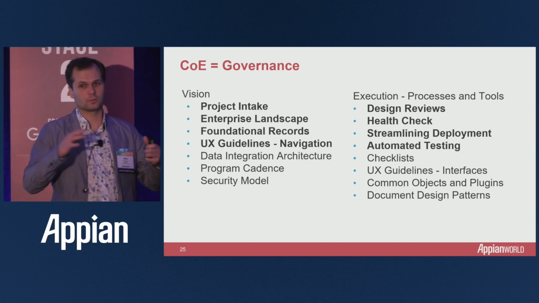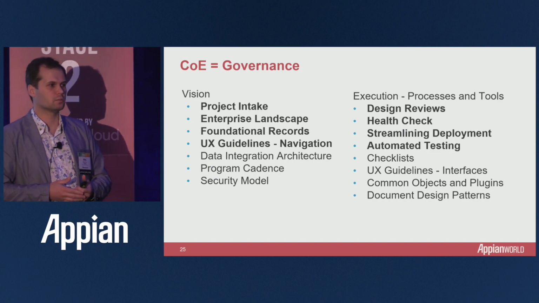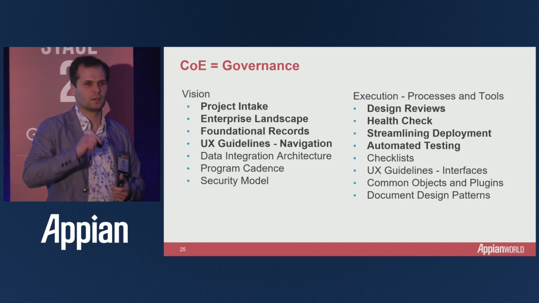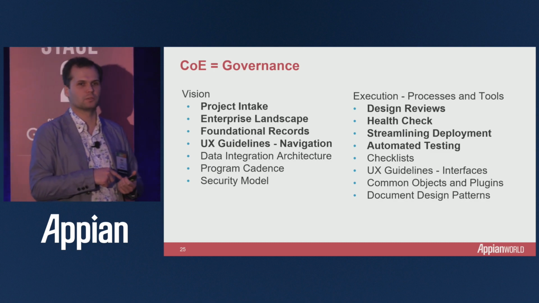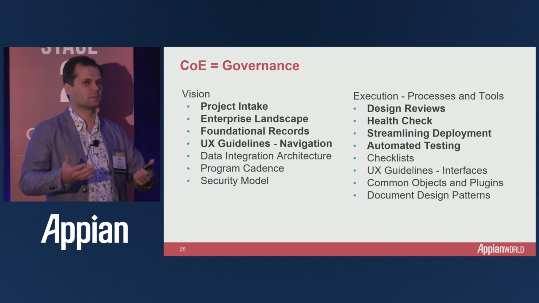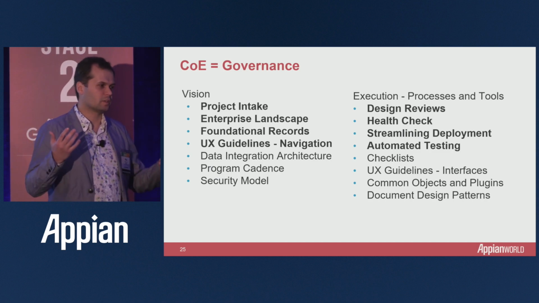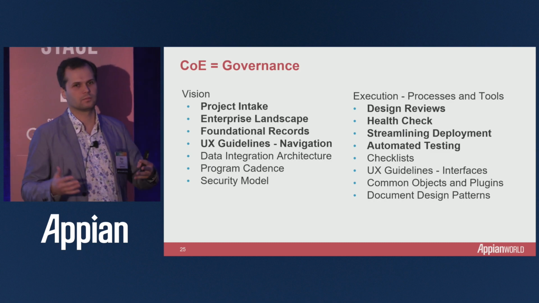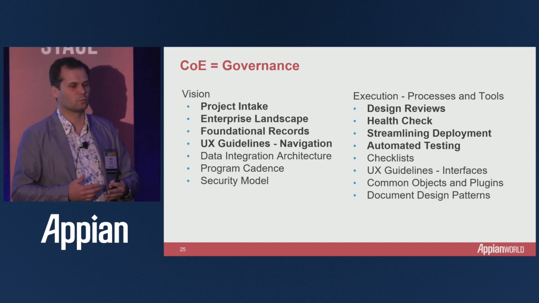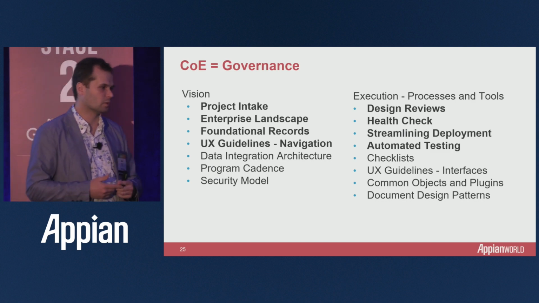We talked about overall UX navigation. How is the user experience going to look when they click enter, when they type in the Appian URL? What is it going to look like when they go into the mobile app and it brings up the Appian interface? Some other things that we talked about, like the data integration architecture. Again, how is that data going to flow from one system to another? Where is it going to be stored?